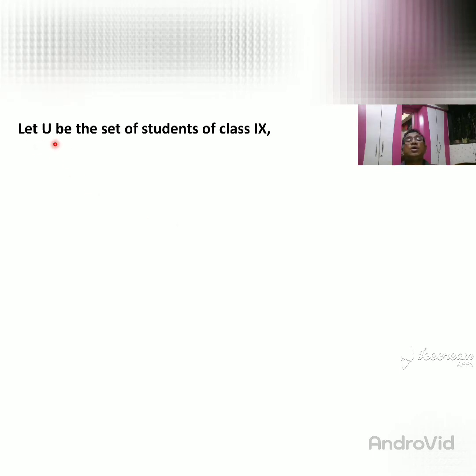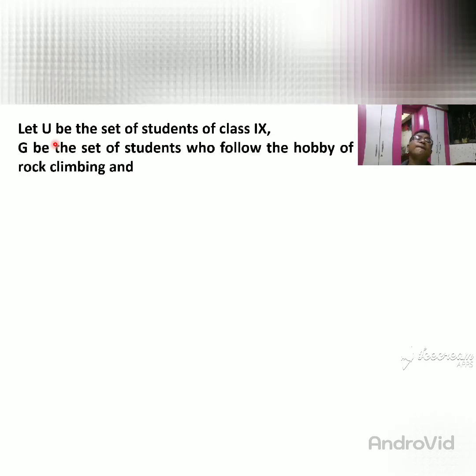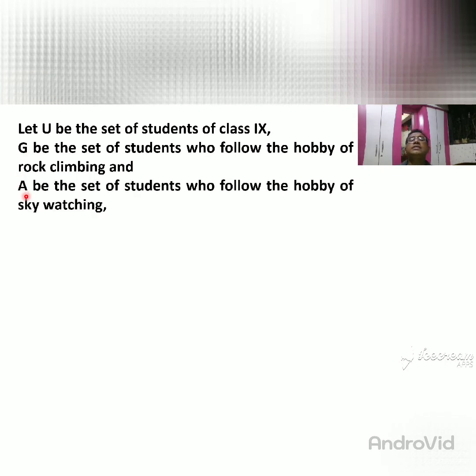The universal set. We consider the universal set for class 9 because they are the students of the 9th class. Then G is considered for rock climbing. What is the meaning of G? G here is rock climbing. Then A is considered as sky watching. Remember the words: U is the universal set for the 9th A class, G is rock climbing, A is sky watching.